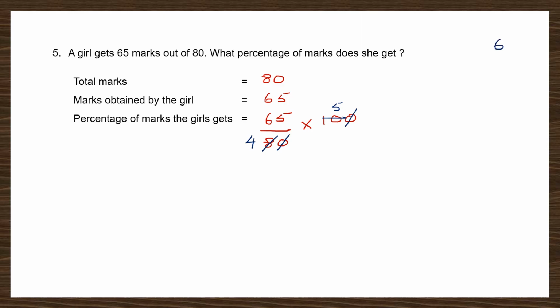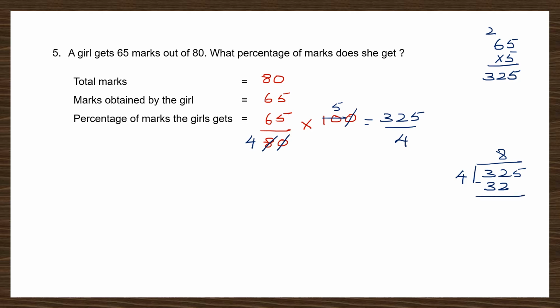I must multiply 65 into 5. So 5 5s are 25, carry 2, 5 6s are 30, 32. So my numerator is 325 and my denominator is 4. Now we have to divide this and convert this to a mixed number to find the percentage. So 325 divided by 4, 32. So 4 eights are 32 minus, I bring down 5, 4 ones are 4 minus 1.